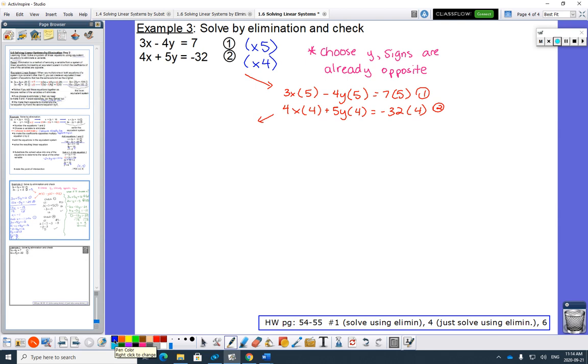Or if you can do the multiplication, if you can see it, 3x times 5 is 15x. Negative 4 times 5 is negative 20. 7 times 5 is 35. Four times 4 is 16, yes.